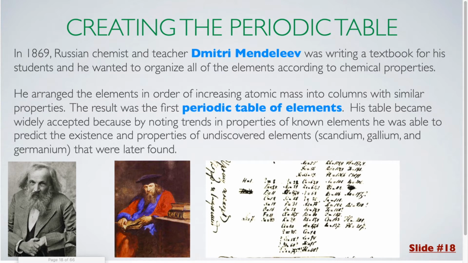His table became widely accepted because by noting trends in properties of known elements, he was able to predict the existence and properties of undiscovered elements, including scandium, gallium, and germanium, that were later found.